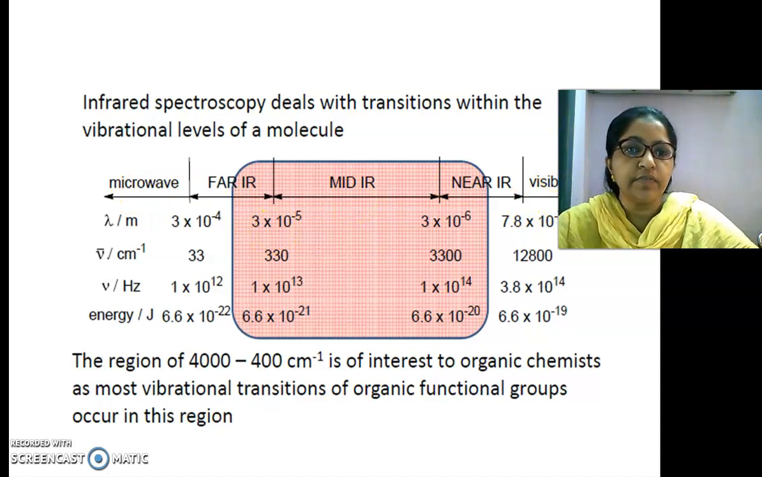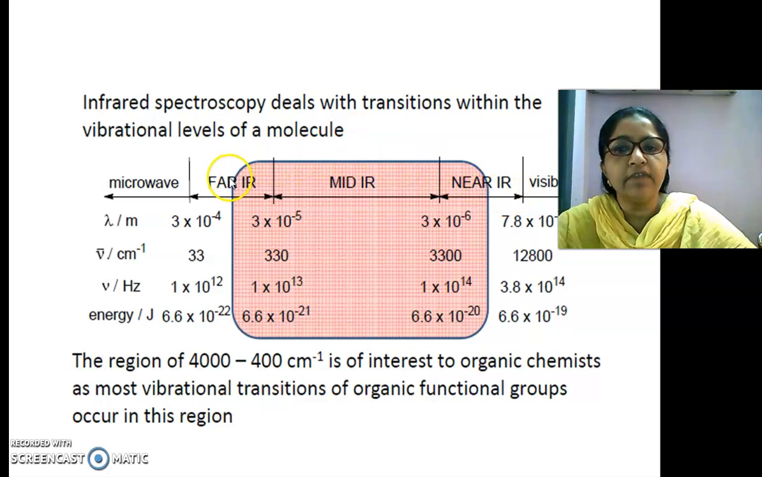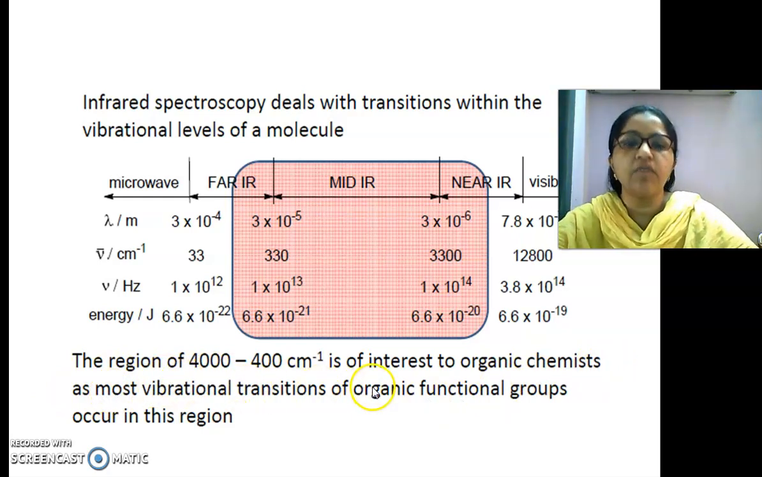Here we have UV visible also. So it lies near the red light of visible, therefore it is called infrared. We have far infrared, which is very near to microwaves, middle infrared, and near infrared. The region extends from 4,000 to 400 centimeter inverse, which is of interest to the organic chemist, as most vibrational transitions of organic functional groups occur in this region.